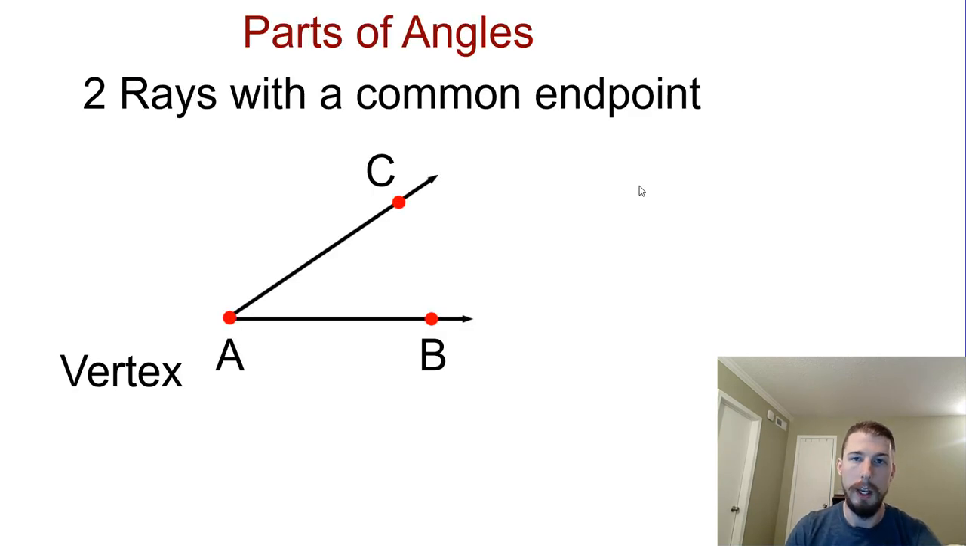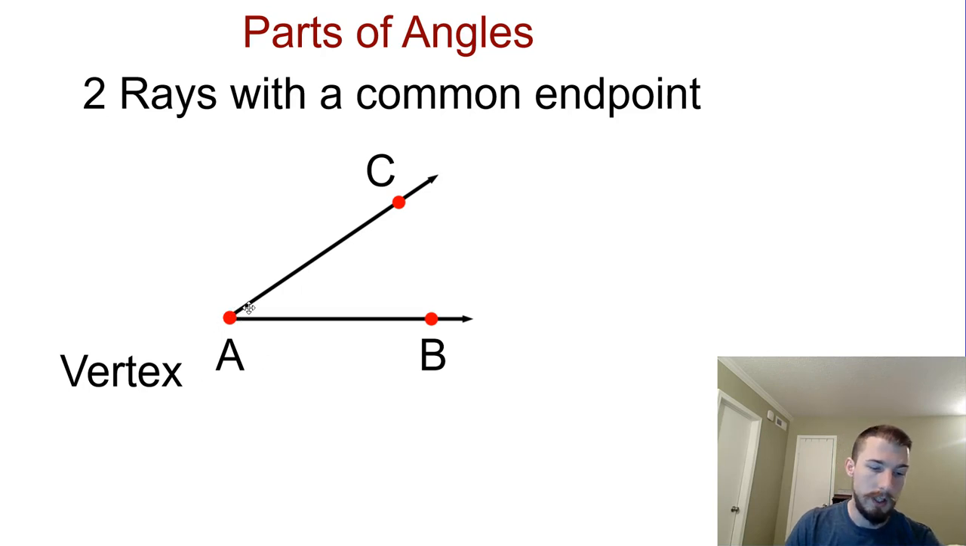All right, so let's talk about angles. Angles are formed when we have two rays that share a common endpoint. When those two rays go in opposite directions, they're called opposite rays, and it's a straight angle, which is 180 degrees. But any other time, it's still going to be an angle. So in this case, we have two rays with a common endpoint, ray AB and ray AC. They're not going in opposite directions, so they're not opposite rays, but they do form an angle.